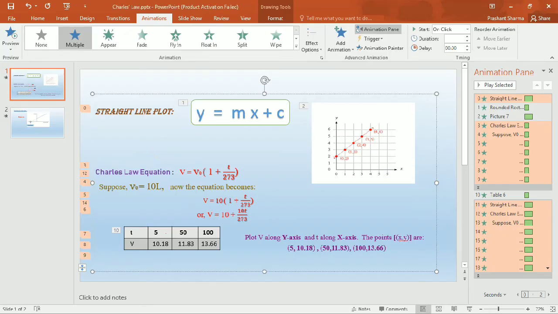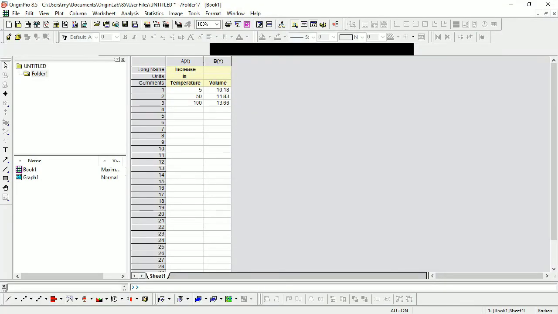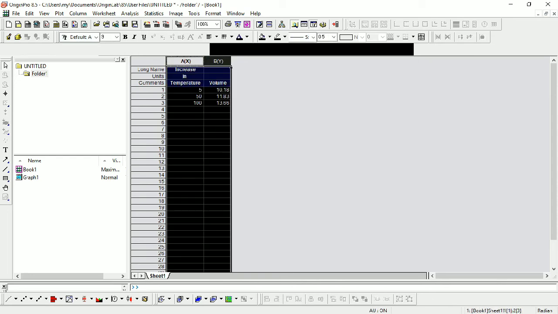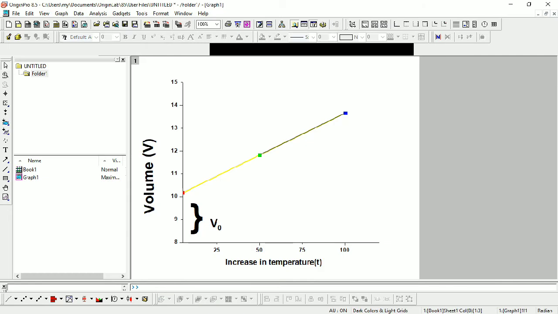We'll try to plot these points in a graph and see what we get. These were the points: the x-axis is the increase in temperature, and the y-axis is your volume. On the x-axis we have 5, 50 and 100, with volumes 10.18, 11.83 and 13.66 for the three points that we get. Now when you plot this x and y, what we will get is a very nice straight line, very much like our previous y equals mx plus c graph, right?